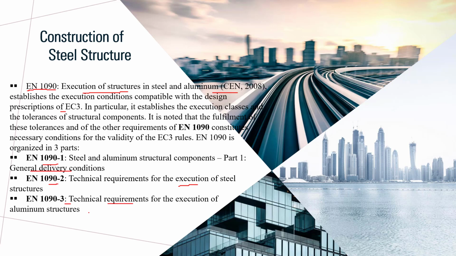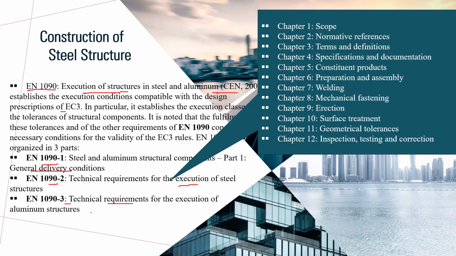So to go through the construction specs for the steel structure, you need to go through EN 1090. It will be discussed. For EN 1090 part 2, which is the technical requirement for the execution of the steel structure, it will be focused on it. It will have around 10 scopes. What about the scope? Normative reference, terms and definition, specification and documentation, constituent products, preparation and assembly, welding, mechanical fastening, erection, surface treatment, geometrical tolerance, inspection, testing, and correction.